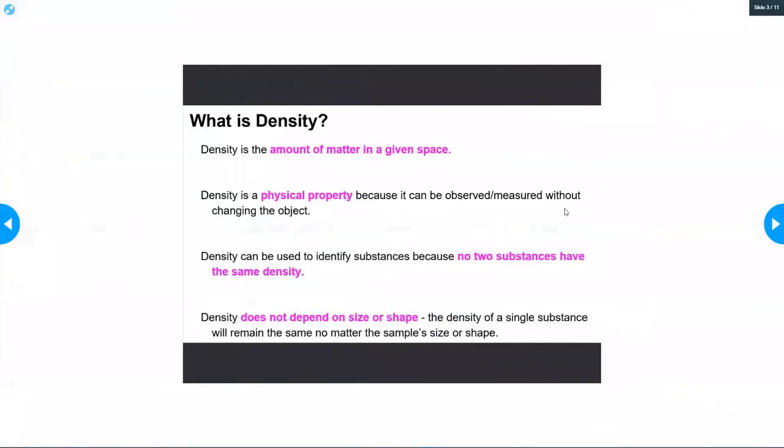What is density? This is an important thing for you to remember. Density is the amount of matter in a given space. Density is a physical property because it can be observed and measured without changing the object. Density can be used to identify substances because no two substances have the same density. Density does not depend on size or shape. The density of a single substance will remain the same no matter the sample size or shape.